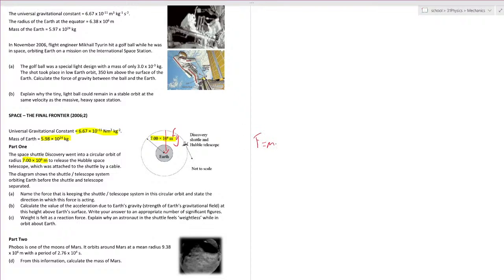F is equal to mg, and we also know that F, big G, is equal to big G, big M, small m. So the mass of the thing that's being orbited, and the mass of the orbiting thing, over r squared. And we can also say that F is equal to Fg, so therefore mg is equal to big G, big M, small m over r squared.